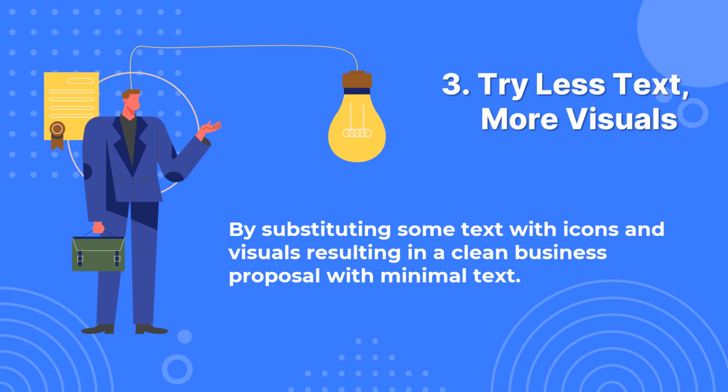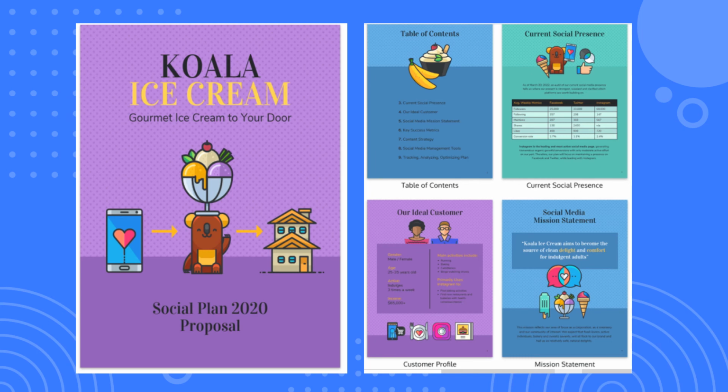Step number 3 is try less text, more visuals, by substituting some text with icons and visuals, resulting in a clean business proposal with minimal text. It is very important to do a phenomenal job at communicating. This is an example where instead of text and words, icons and photos are used.